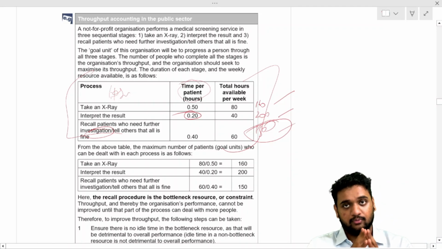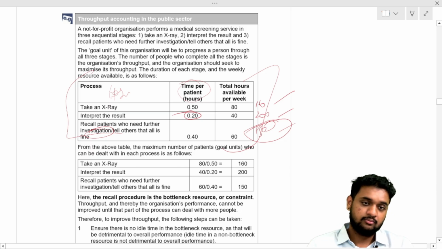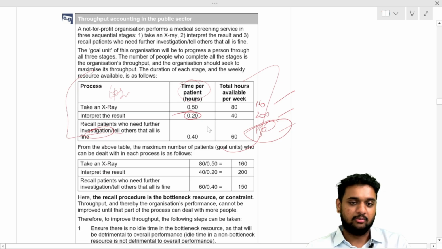Understood, all of you? Yes or no? Yes, sir. Can we proceed? Nothing more you have to remember from this. This is what is required.